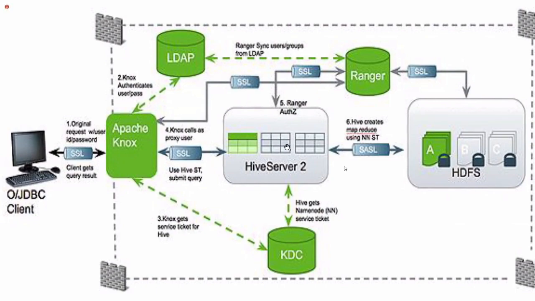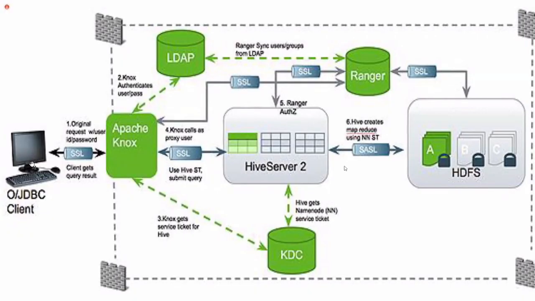Now what is Hive Server 2 doing? Hive Server 2 is getting the data from HDFS. At the end of the day, Hive data is available inside HDFS only. So Hive Server 2 talks to the KDC, gets the name node service ticket, talks to the name node and gets the data. Finally, it generates the result and sends it back to the Knox gateway. Knox gateway will forward the output to your user.